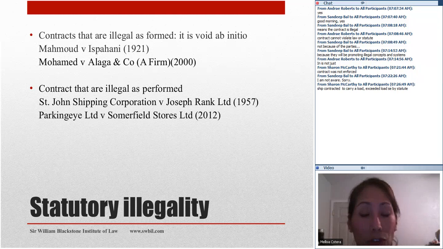If a contracting party performs an illegal act in the course of performance of a contract, what impact does that conduct have on the availability of remedies for breach of contract? Can the innocent party use that illegality as a defense in order to avoid, let's say, payment of damages for breach of contract? What do you think?